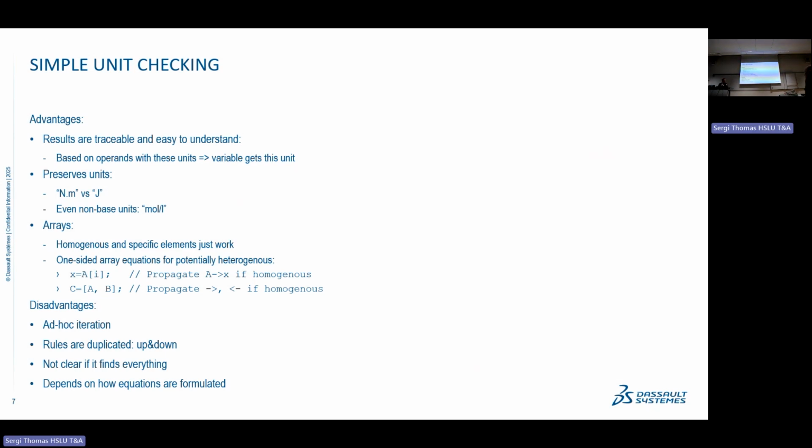The bad part of this simple algorithm is that it's an ad hoc iteration. You sort of iterate until it's done, and you duplicate the rules because you have one set of rules for going up and another set for going down, and it's a bit of a mess to do. And then it's not clear if it finds everything, and it depends slightly on how the equations are formulated. Not only with the literals, but also without literals, it will depend. We will see one example of that.